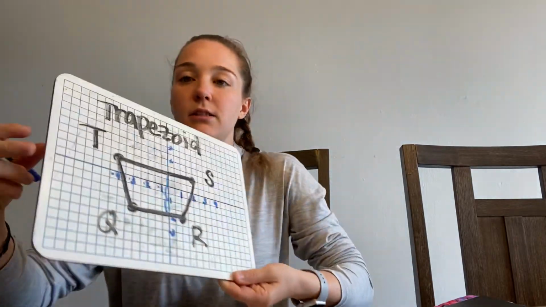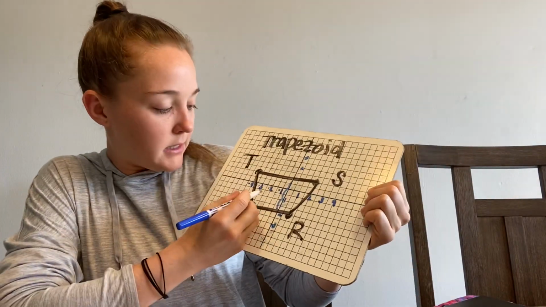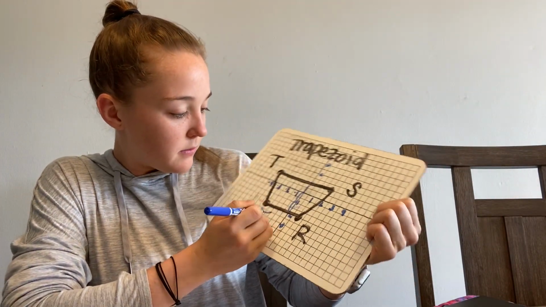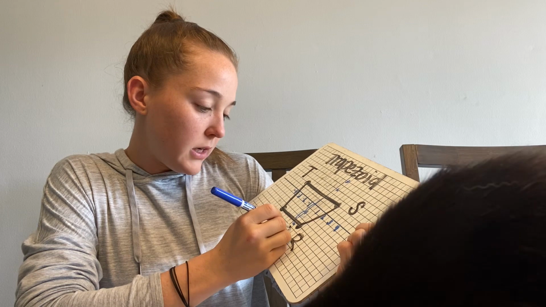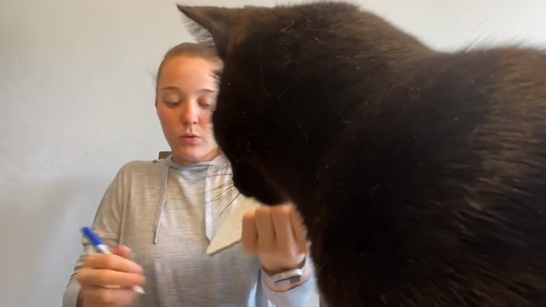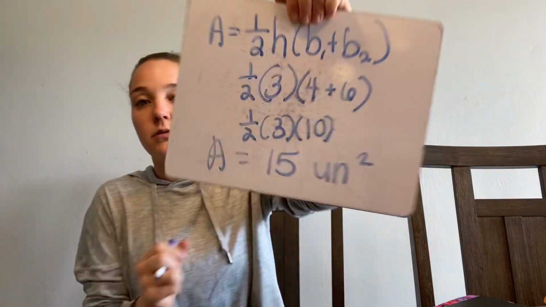And our bases, well, let's count them out. Our bases are, this one is 1, 2, 3, 4. Base 1 is 4. Okay, so base 2 is 6. So we're going to figure that out. We've got 4 plus 6 is 10. We've got 10 times 3 is 30, and half of 30 is 15. So the area is 15 units squared.